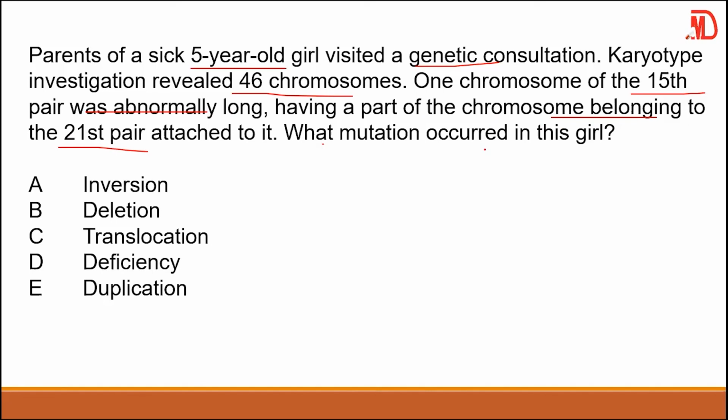What mutation has occurred? Guys, a part has moved from chromosome 21 to chromosome 15. Even if you don't understand, just use English to get your answer. This is a translocation. Duplication is the same chromosome doubling itself. Deletion means a part has been taken out. So we can say in chromosome 21, there's a deletion. One part has disappeared.